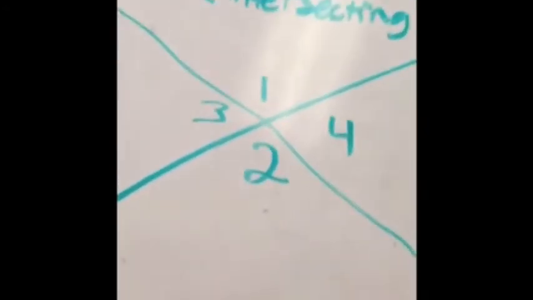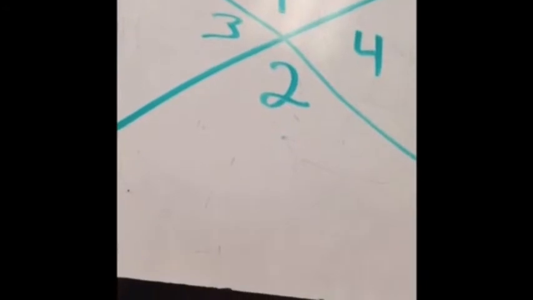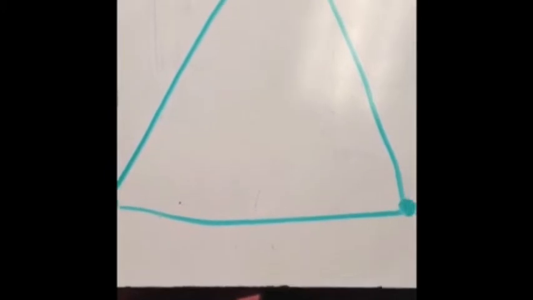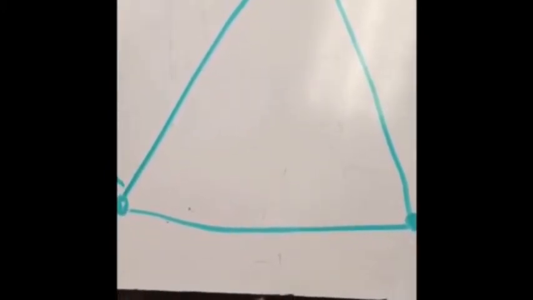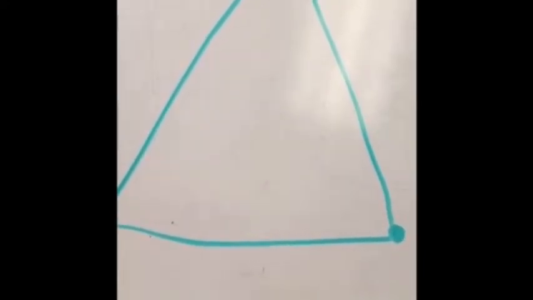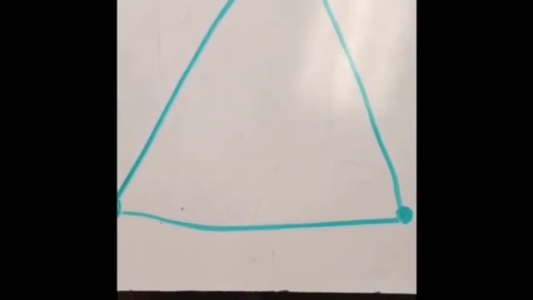This problem, the given is two intersecting segments, and the conclusion we can make for this is angles 1, 2, 3, and 4 are all vertical angles. Problem, the given is triangle ABC is isosceles with the base AC. A conclusion we can make for this is that segment AB is congruent to segment CB.